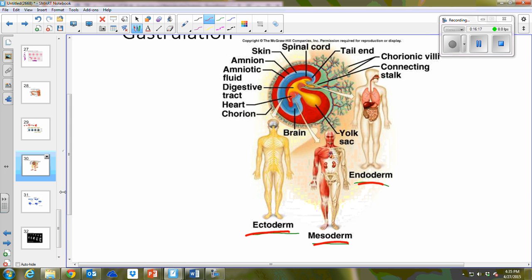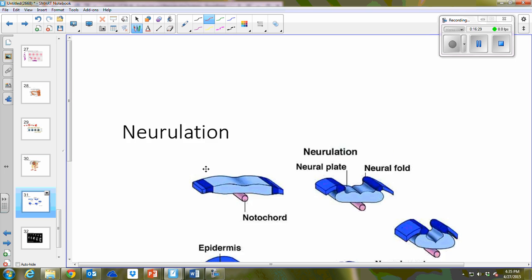These three tissue types are what relate us to flatworms and all that business. They then evolve or change into all of the different systems of our body.